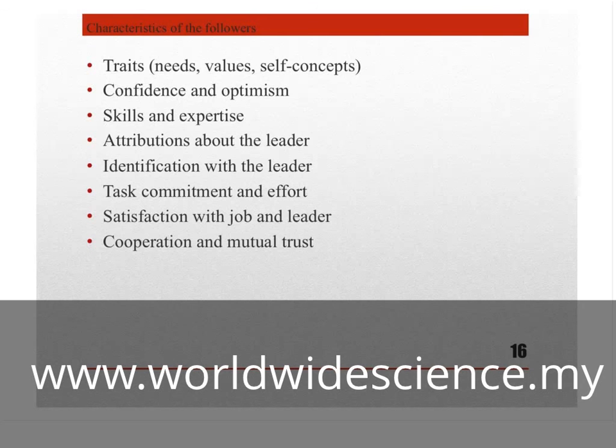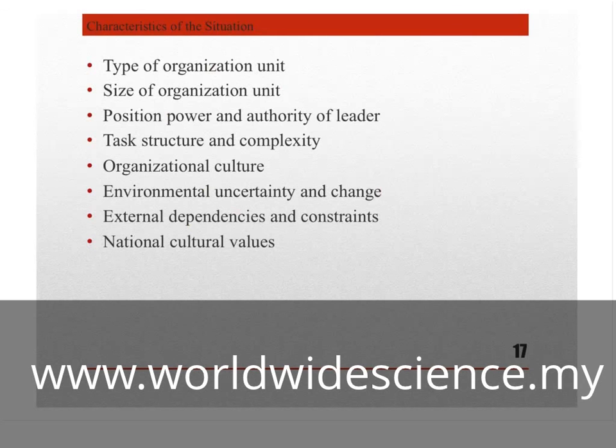Then satisfaction with the job and the leader. So you got to make sure your followers are satisfied. Cooperation and mutual trust. They need to cooperate and have trust. And characteristics of the situation. The type of organization, unit, what type of unit you are in, what type of department, size of the organization, position of power and authority of the leader. Where is the power and authority of the leader coming from? Task structure and complexity. So the task structure defines the task, and then the complexity, the difficulty. What is the level of complexity of your organization? Then organizational culture, we talked about it.